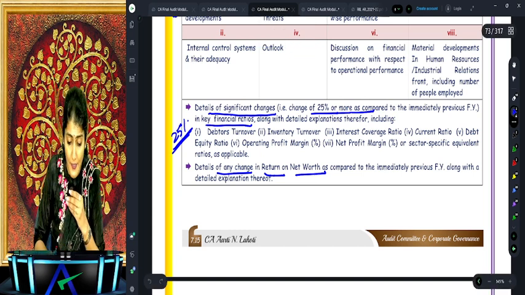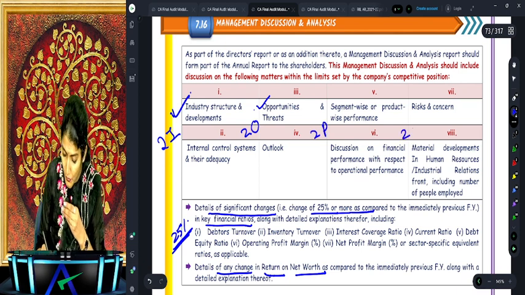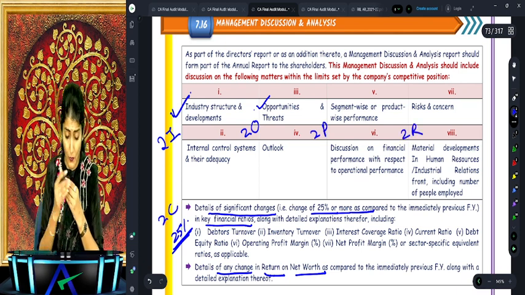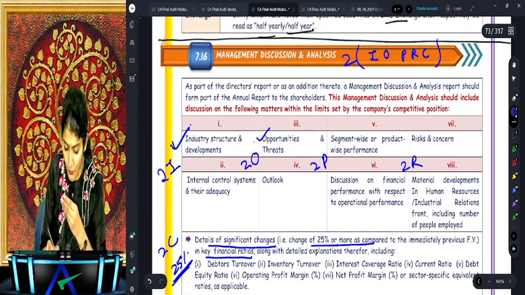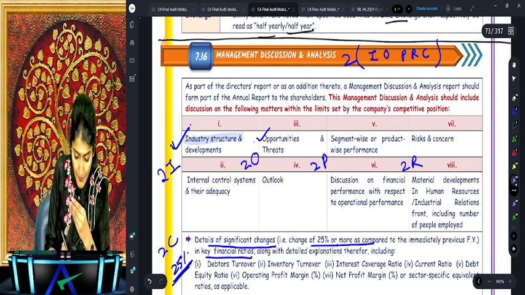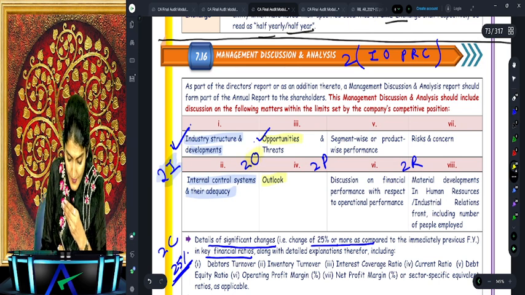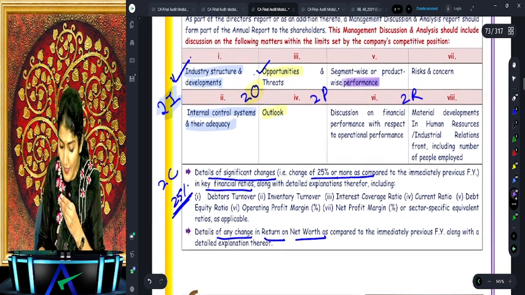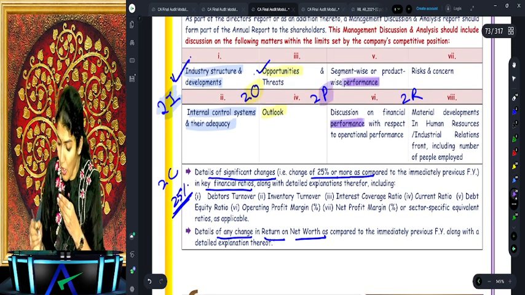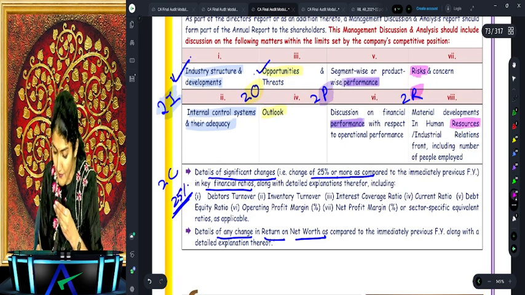So what are the contents of the MD&A? 2I, 2O, 2P, 2R and 2C. What is 2IOPRC? Industry structure and developments, internal control system and their adequacy. That is 2I. Then opportunities and threats and the outlook. That is 2O. Then segment-wise, product-wise performance, discussion of the financial performance with respect to the operational performance. Then risks and concerns and material developments in human resources.